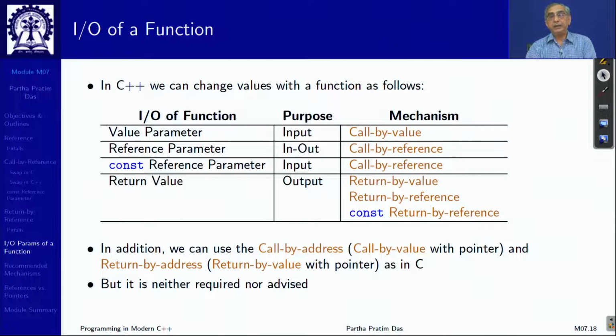And remember that C has the mechanism that we saw, call by address, which is call by value with pointer, and similar corresponding returns are also available in C++, but there is no reason to use them. You will not find any situation where you need to use them. So, always try to avoid them.